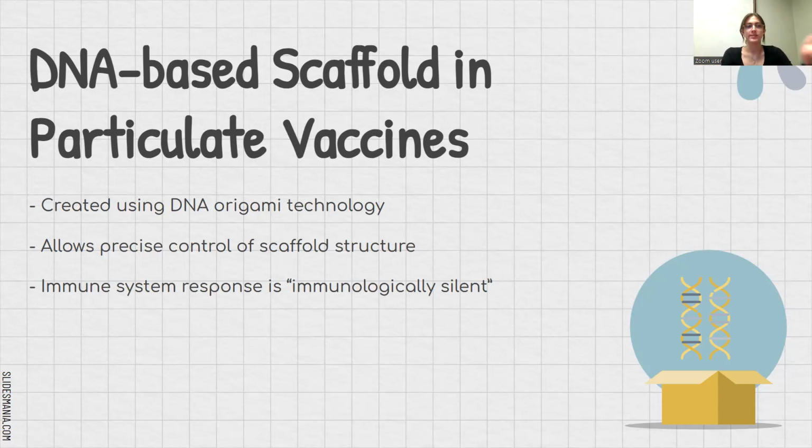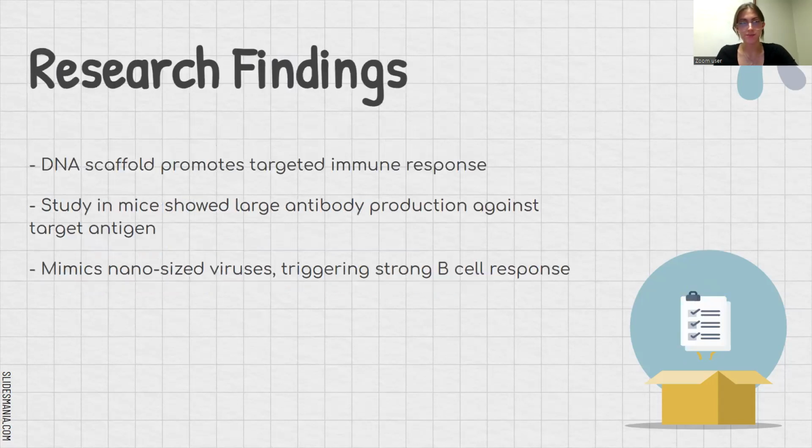So by presenting viral antigens on a DNA scaffold, the vaccine promotes a targeted immune response specifically against coronavirus, and that can potentially offer long-term protection against the virus. Also, by putting many copies of the antigen on the DNA-based scaffold, it mimics nano-sized viruses, which cause the B cells to elicit a strong immune response, producing many antibodies in super high quantities and good quality too, due to the way in which the antigens were presented on the DNA scaffold. So that's really cool, I think.